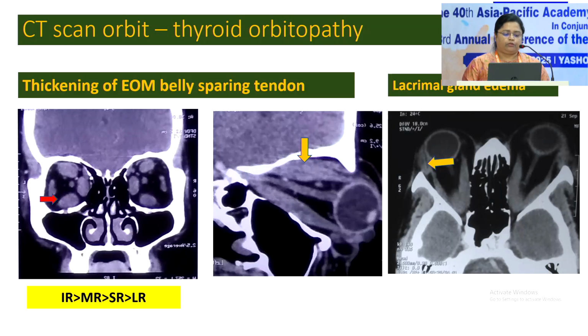In thyroid orbitopathy, we can see the thickening of the muscle belly, but which spares the tendon. The muscle belly thickening order is, the most common is inferior rectus, medial rectus, superior rectus, lastly lateral rectus. Whereas in another orbital disease, which is immunoglobulin G4 disease, we see the lateral rectus is the most common muscle to be involved. This also can be detected in CT scan orbit. And in very severe activity score, we may also find, along with the muscle belly thickening, lacrimal gland edema.